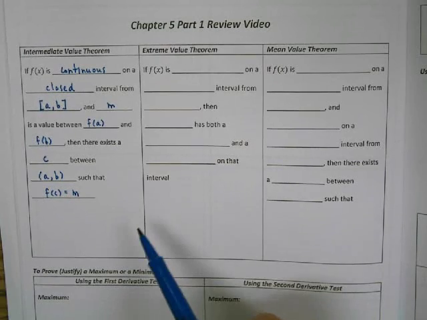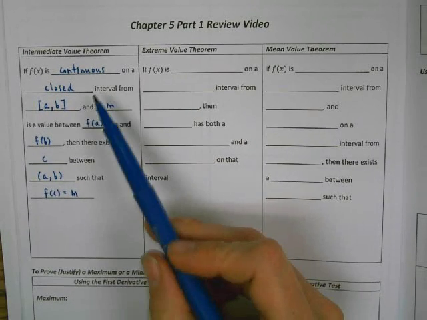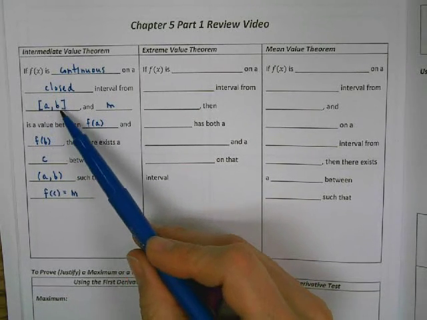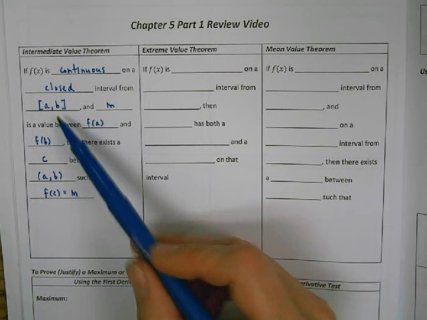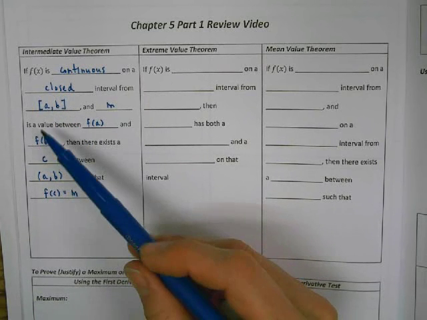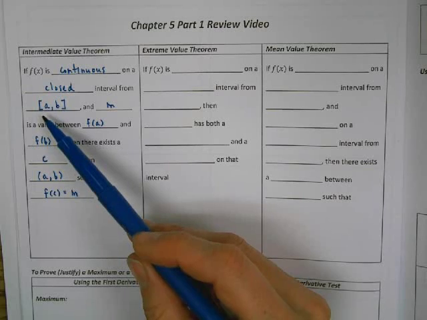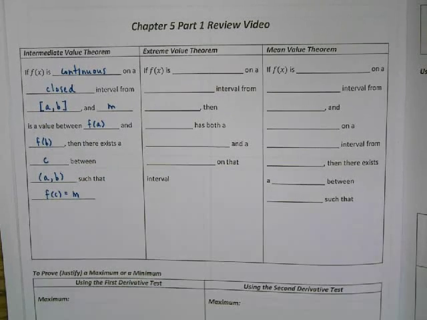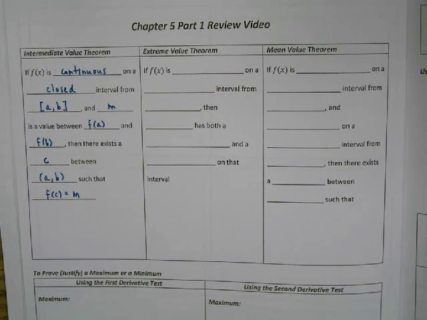Right, so the big idea here is that if this function is continuous over the interval from A to B, then that function has to take on every value in between f of A and f of B.